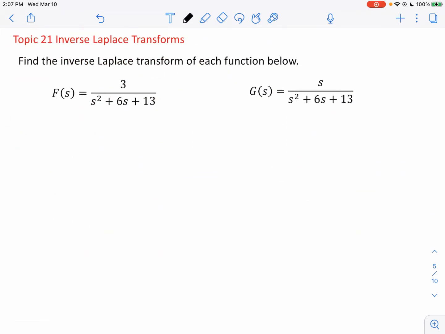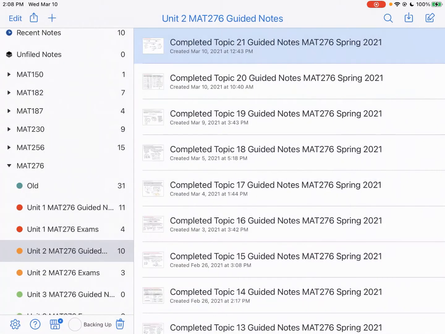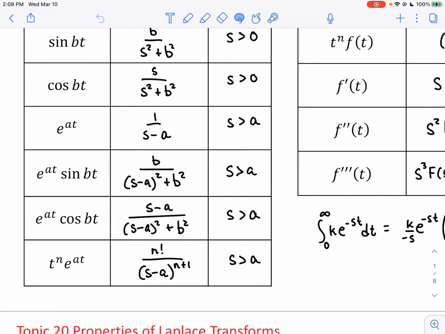All right, let's go even more complicated. Find the inverse Laplace transform of each function below. Now, what we have here is a trinomial, s squared plus 6s plus 13, which is what you would have if you go back to your table and you actually expanded one of these 2 denominators. It would form a trinomial quadratic in terms of s.